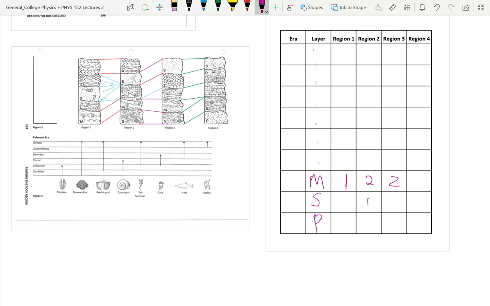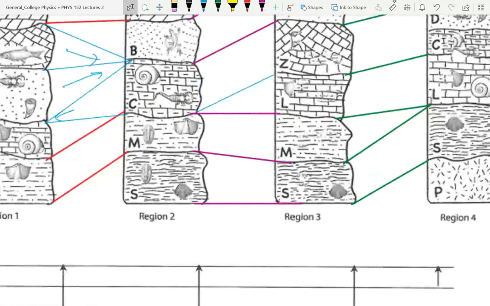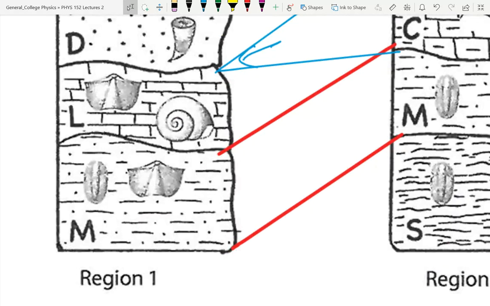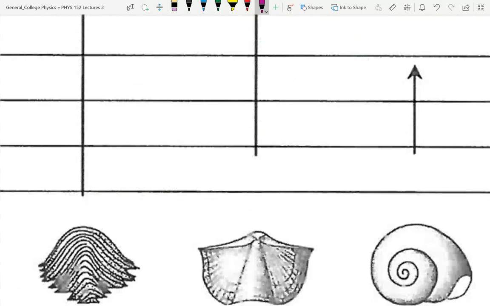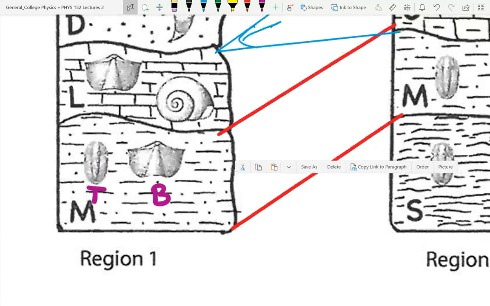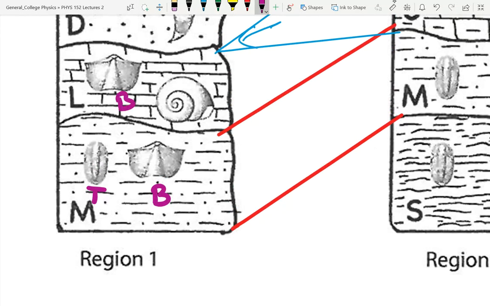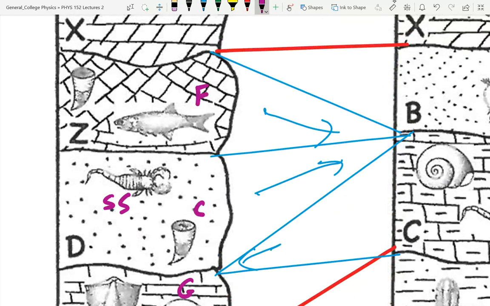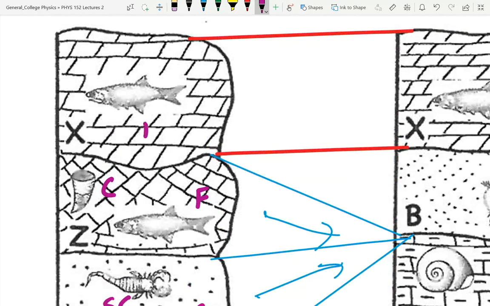Okay, then we get to what Bryson was talking about: identifying the actual time periods for these. So notice we have fossils. We have here a trilobite and a brachiopod. Or is that a brachiopod? I think it is. Yep, brachiopod. And here we have a brachiopod and a gastropod. And here we have a coral and a sea scorpion. And here we have a fish and a coral. And here we have a fish.